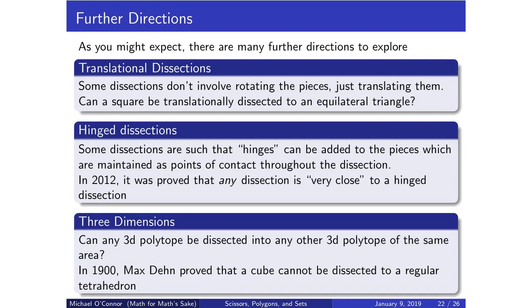And then another direction is to ask the same question in 3 dimensions: whether any 3D polyhedron or polytope can be dissected into any other one of the same volume. And the answer is no. This is true in 2 dimensions, but not true in 3. This was posed by David Hilbert as a question in 1900, and very soon after, his student Max Dehn proved that you cannot do that.